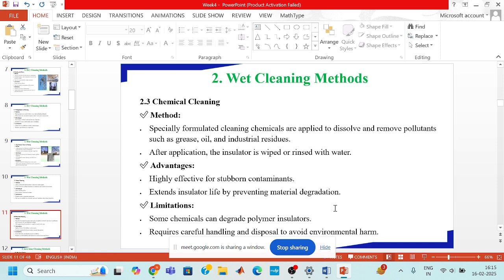It is very effective for stubborn contaminants, and it extends the insulator's life by preventing material degradation. But some chemicals can degrade the polymer insulator, so it requires careful handling and disposal to avoid environmental harm.